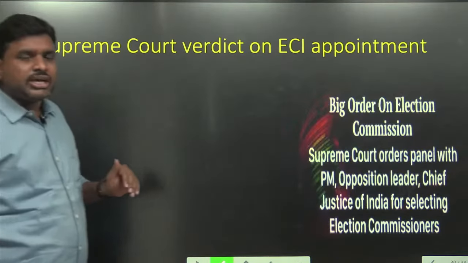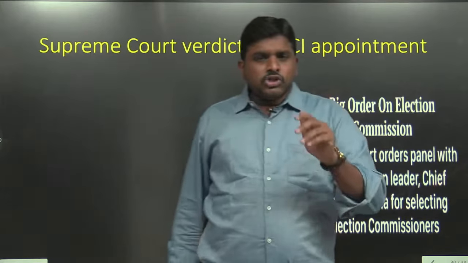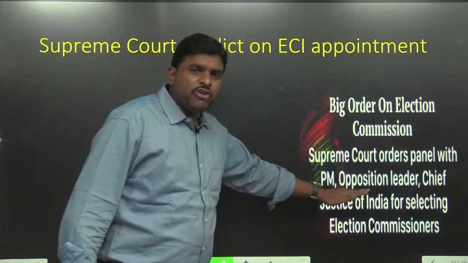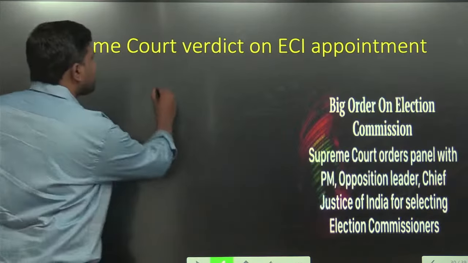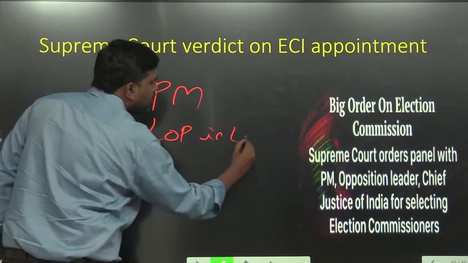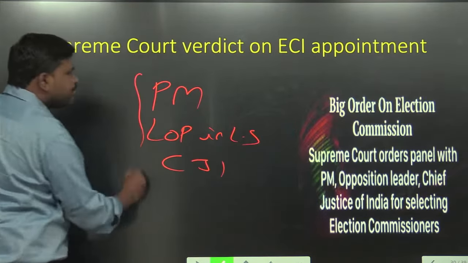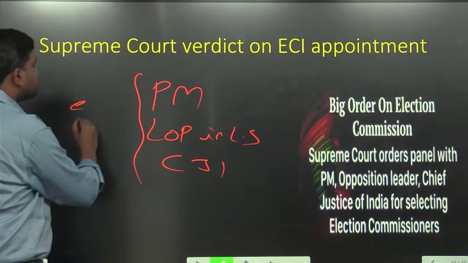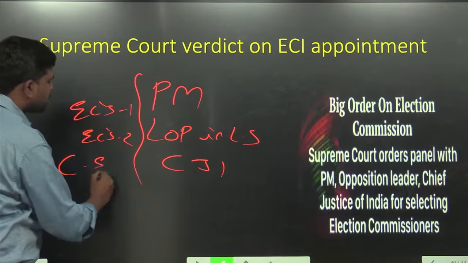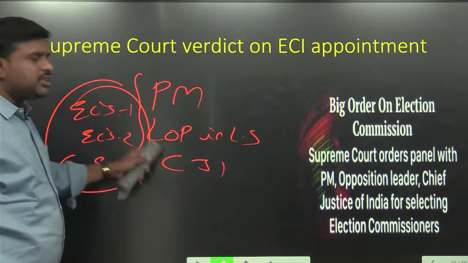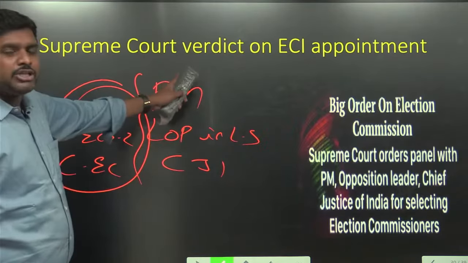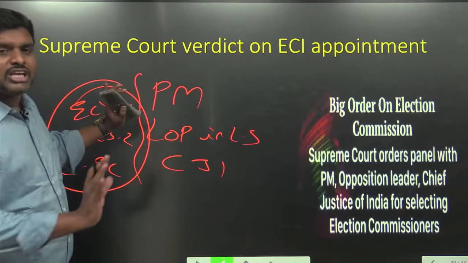Supreme Court verdict on the Election Commission of India, you know that. The Supreme Court said a 3-member body, the Prime Minister, the Leader of Opposition in Lok Sabha and the Chief Justice of India, these 3 people should recommend the election commissioners, Election Commissioner 1, 2 and the Chief Election Commissioner. A body should be constituted and that body should make the appointment, which was very big news with respect to appointments of election commissioners for the Election Commission of India.